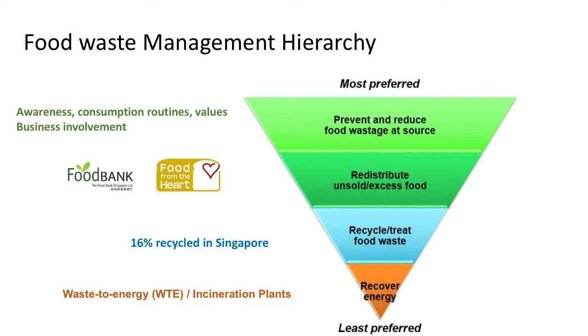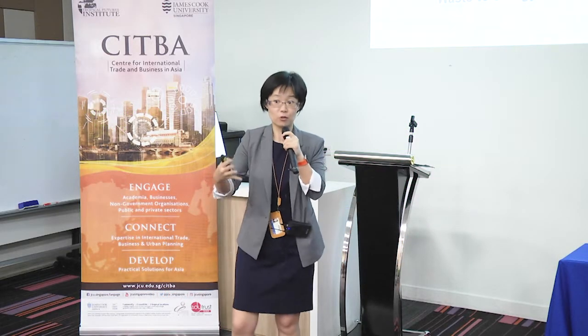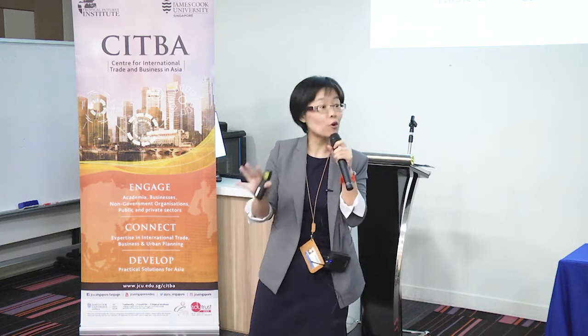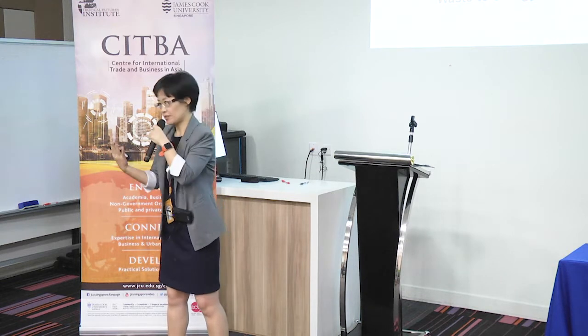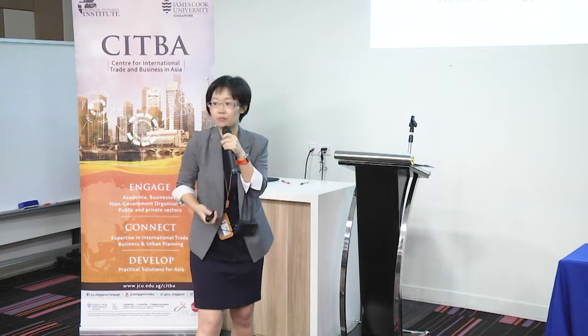But as we know, now only 16% of food waste is being recycled. And then an even better one is, if possible, that we can redistribute the surplus food to people who are in need. The best way, of course, is to do something from every one of us. We will try to prevent food waste.